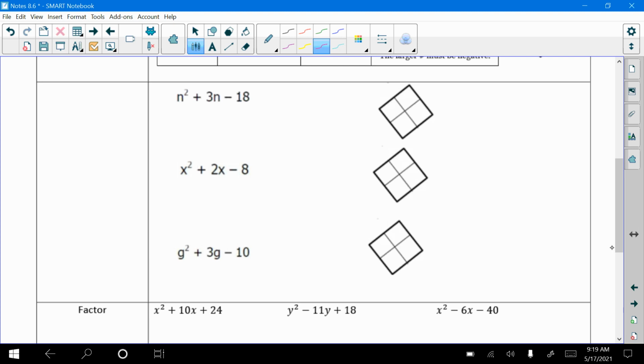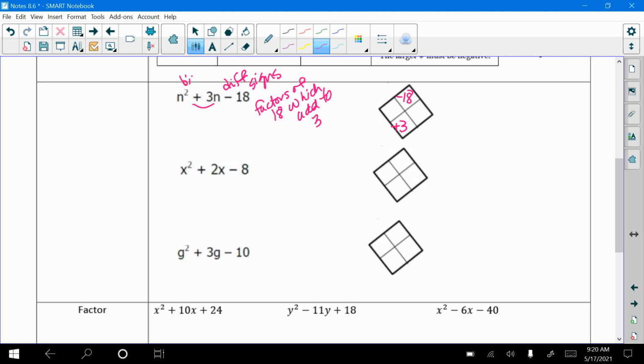As I'm finishing up on this one, I've got this next little set. I have the minus in the back on this last one, which means different signs. Okay, so I have different signs, but they still have to add up to 3. So positive 3 goes here, negative 18 goes here. So I want factors of 18 which add to 3. And this is different signs.